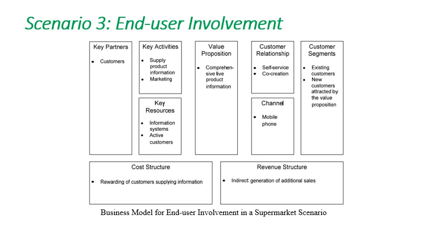The customer relationships are self-service and co-creation. The channels are mobile phones. The customer segments are existing customers and new customers attracted by the value proposition. The cost structure is rewarding a customer for supplying the information. If he is good at writing reviews, he will be rewarded, for example with a reduced cost and a next ride at a reduced price. The revenue structure is indirect generation of additional sales.